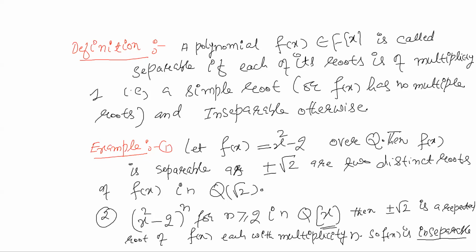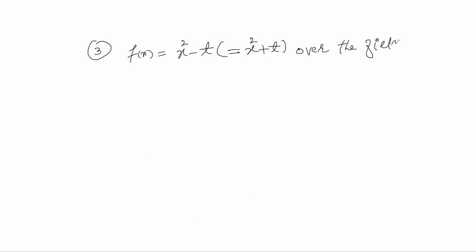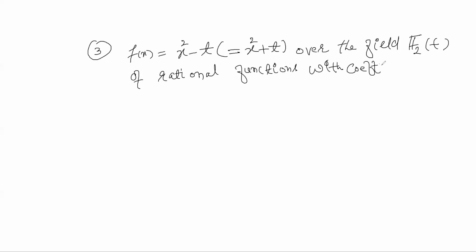Okay, let us see one more example and then we will move ahead. Let us take f(x) equal to x squared minus t, which is also the same as x squared plus t, over the field F2(t) of rational functions with coefficients in F2.